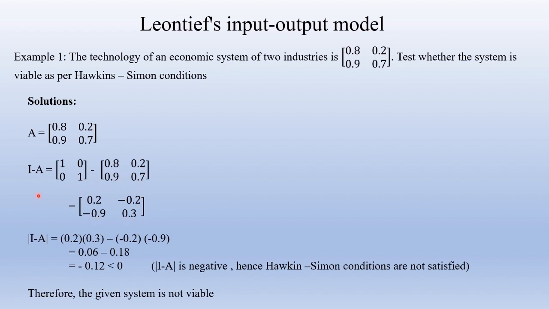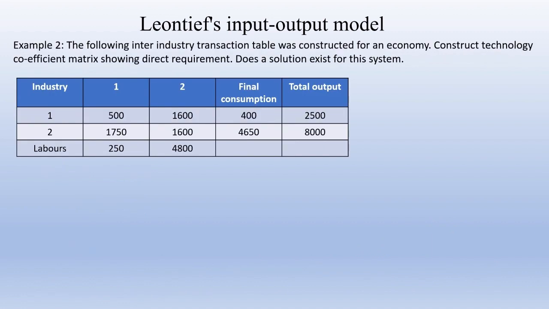Determinant of I minus A is 0.2, 0.3, minus 0.2, minus 0.9, which is equal to 0.06 minus 0.18, which is equal to minus 0.12, which is less than 0. It is negative. Hence Hawkins-Simon conditions are not satisfied. Therefore, the given system is not viable. Example 2. The following inter-industry transaction table was constructed for an economy.